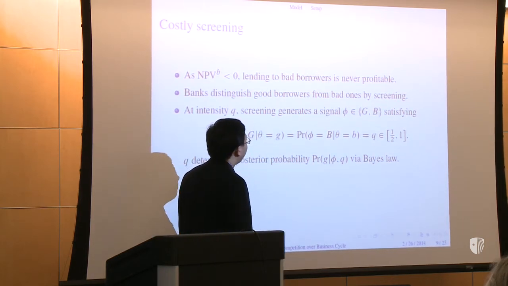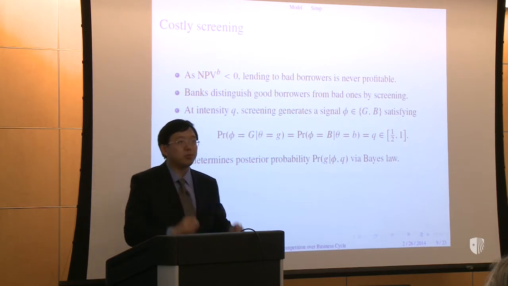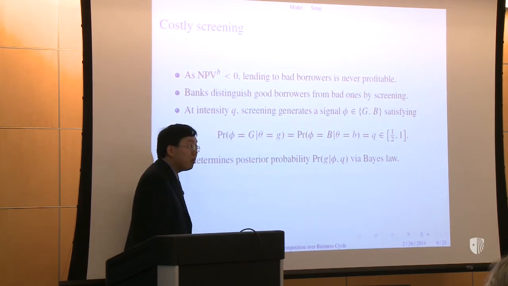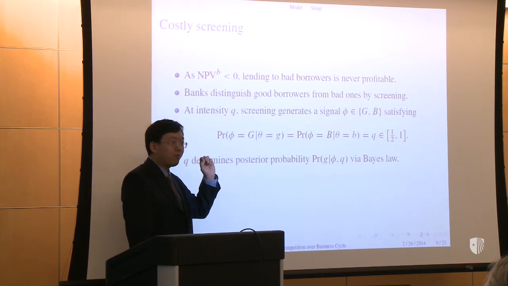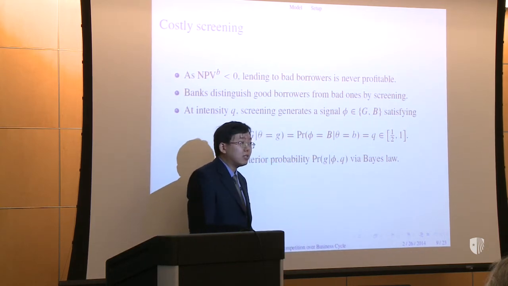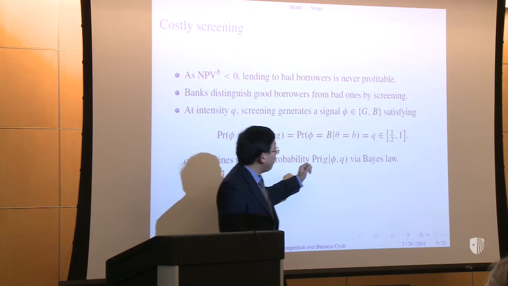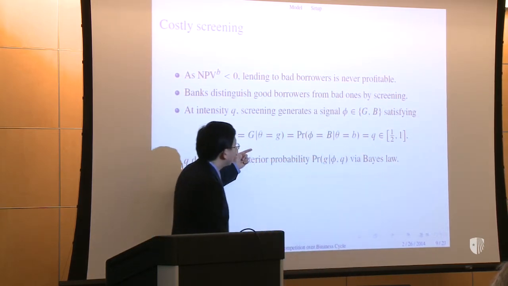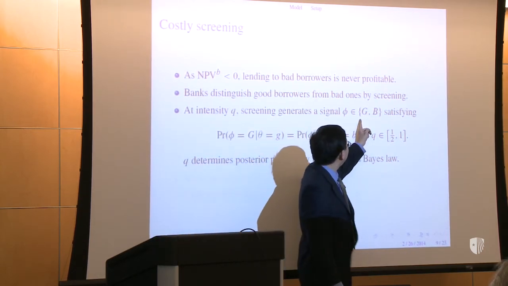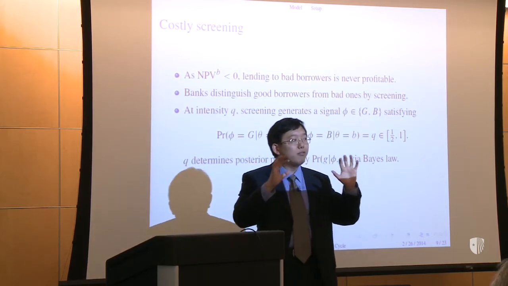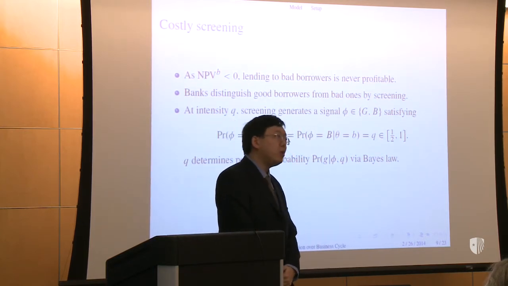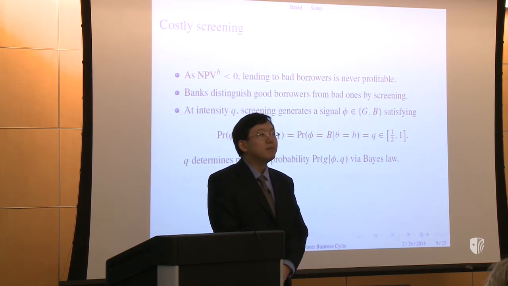And this signal satisfies the following restrictions on its conditional probability. Conditional on the borrower being a good borrower, the probability of getting a good signal is Q. And conditional on the borrower being a bad borrower, the probability of getting a bad signal is also Q. Therefore, as you see, if you increase the value of Q, the screening process becomes more and more accurate. If Q is 1, then this signal becomes a perfect indicator of whether the borrower is good or not. So this is your choice. Yes, Q is a choice of the bank. You want to talk about the cost? Yes.